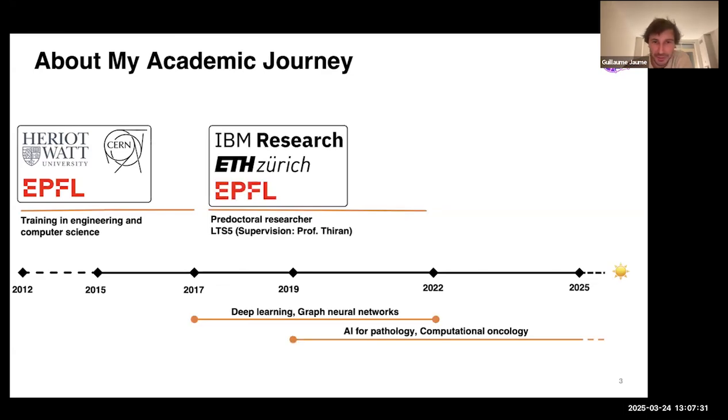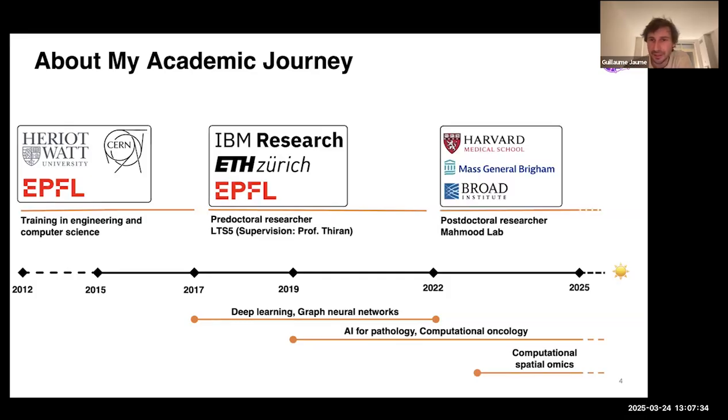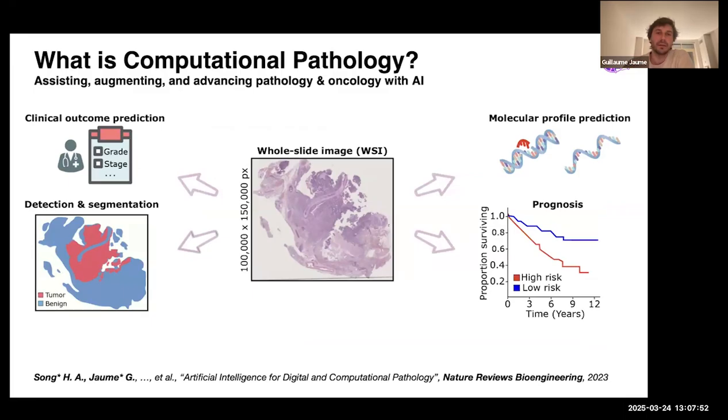So I did my PhD in Zurich, and now my main focus is, of course, computational pathology, computational oncology, and more we are moving towards computational spatial omics data. So to start, because my understanding is not all of you are familiar with the field of computational pathology, I thought it would be good to provide a high-level introduction and formalize a bit the problem. So here, when we talk about computational pathology, it's a bit of an abuse of language.